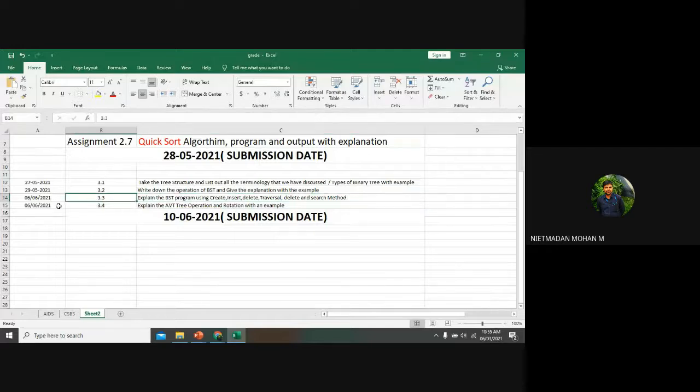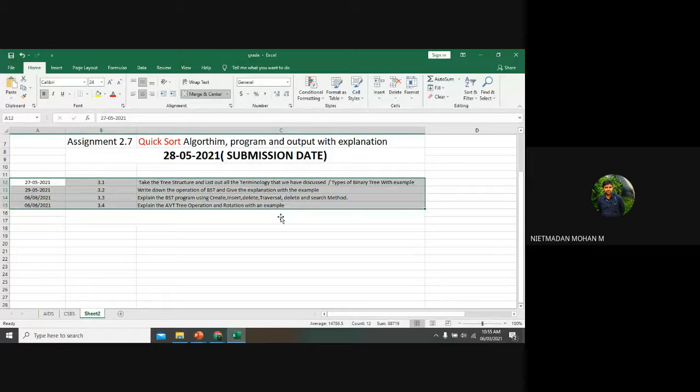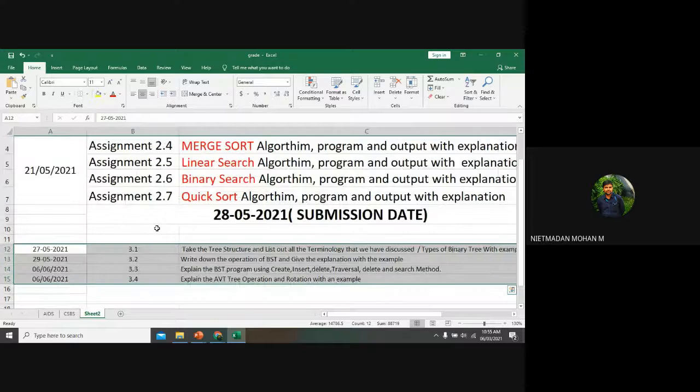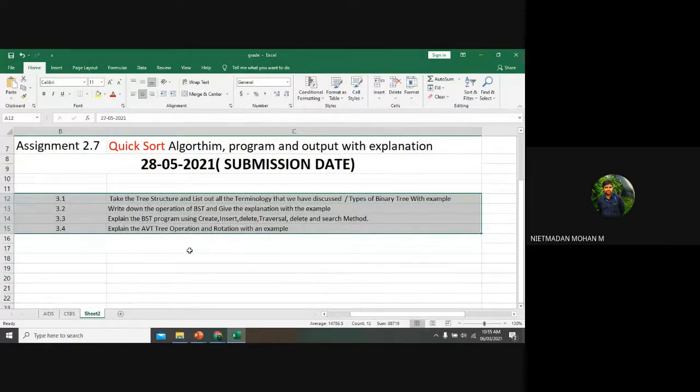And 3.4 is to explain the AVL tree operation and rotation with an example. You can take any rotation. It must satisfy the binary search tree as well as the AVL tree, and you have to explain that. So that is 3.4. The submission date is not yet given to you, so take your time and do this work. So there are 4 exercises in the fourth unit: 3.1, 3.2, 3.3 and 3.4. You can take a snapshot of this. I have not given any submission date. After completion of the heap and search, I will give you the submission date for all of them.